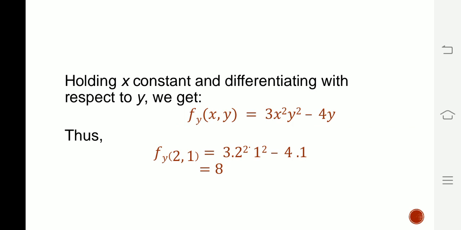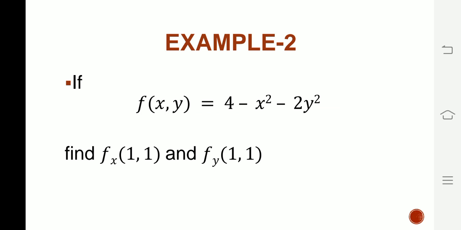Similarly, for finding the fy of x y, we are going to treat x as a constant and take the derivative with respect to y, that is 3x square y square minus 4y. Fy of 2, 1 is equal to 8.